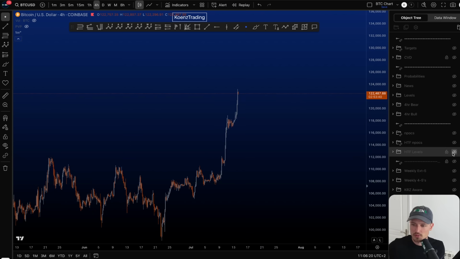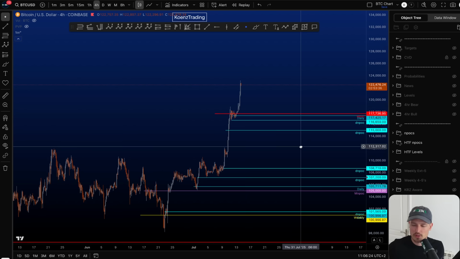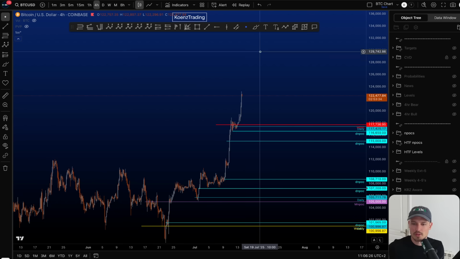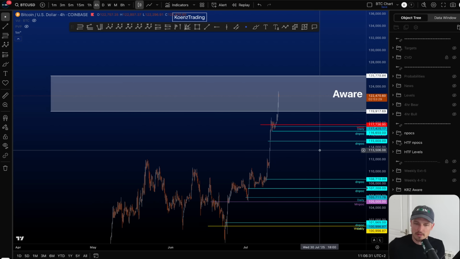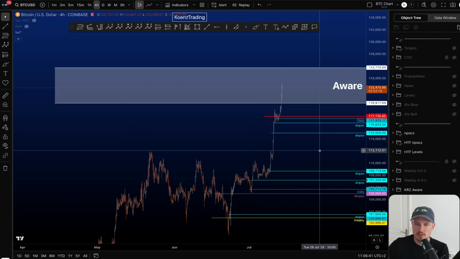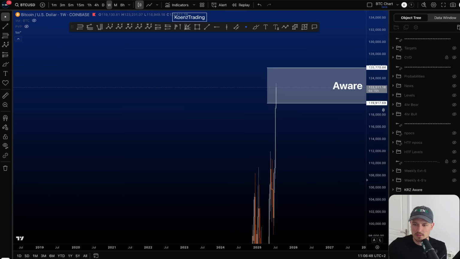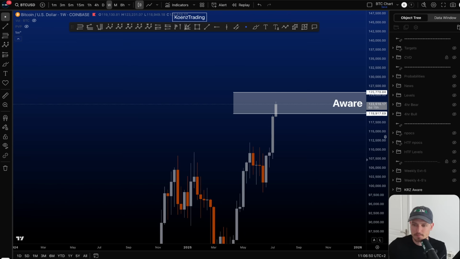With regards to my horizontal levels, these are the support and resistances that I have here on my chart. Of course, all below price, because to the upside, we don't have any horizontals. We are in my aware area, which is based on fibs, right? So there's a couple of fib confluences in this particular area, which is the reason I labeled it as aware. So I will continue to keep an eye on this. The aware area, however, is an area from a weekly time frame, right? So it's a weekly time frame area.